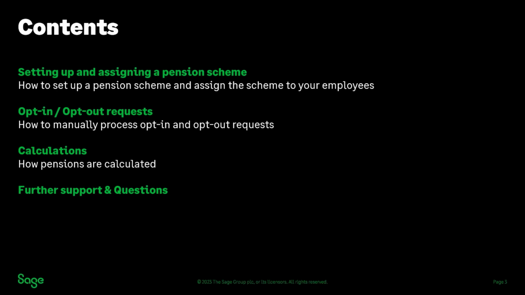We're then going to discuss briefly opting in and opting out of a pension scheme. So we'll explain how that works, and again, how to manually process an opt-in and an opt-out request. But some of these things can be done with our pensions module. And if you'd like to know more about the pensions module, we are running another session this Thursday at 2 p.m. where we'll run through the main features of the pensions module. So you can see how some of these processes can be automated, make your life that little bit easier if you use our pensions module.